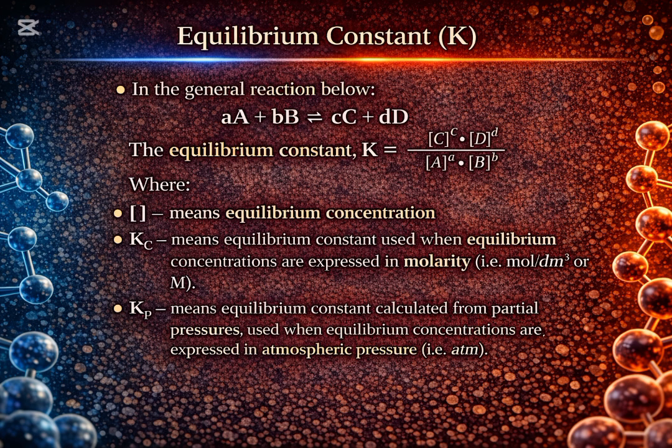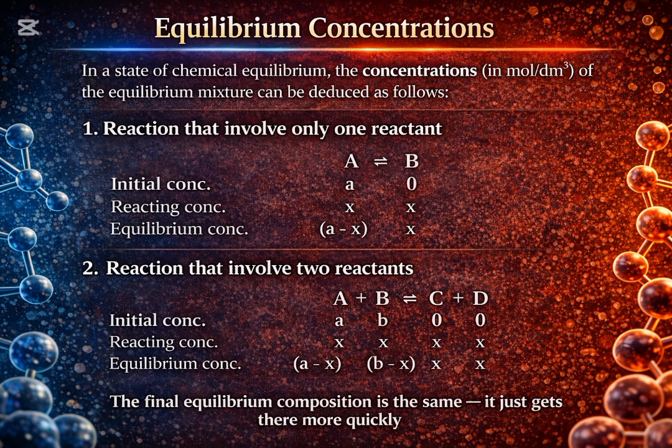Kp means equilibrium constant calculated from partial pressures, used when equilibrium concentrations are expressed in atmospheric pressure. Now let's look at equilibrium concentrations. In a state of chemical equilibrium, the concentrations of the equilibrium mixtures can be deduced as follows. Number 1, reaction that involves only one reactant. So if a reaction involves one reactant, this is how the concentrations will be calculated.